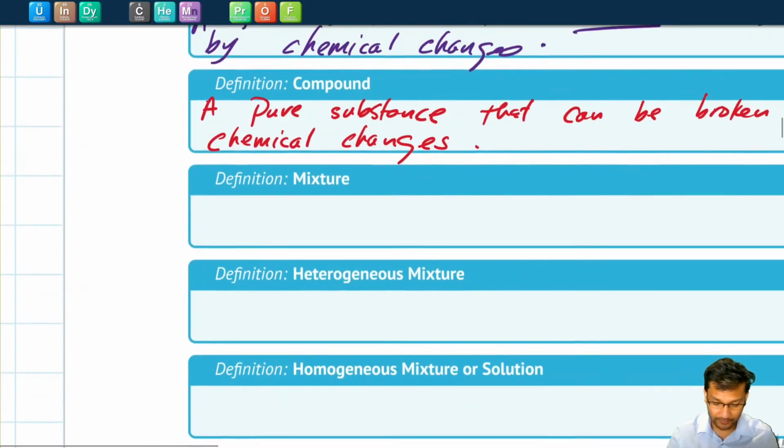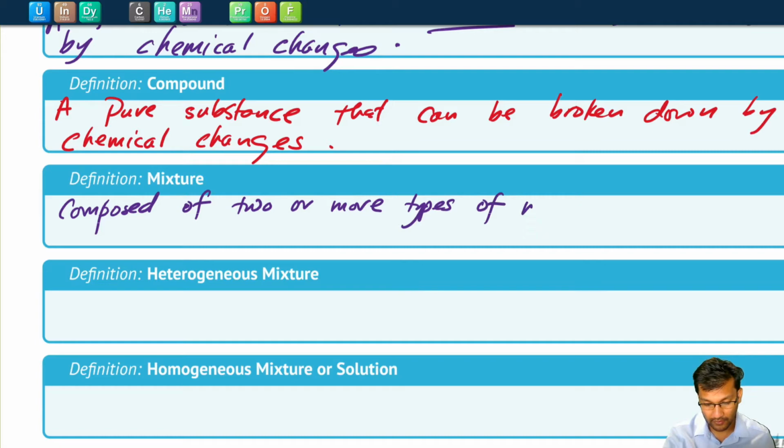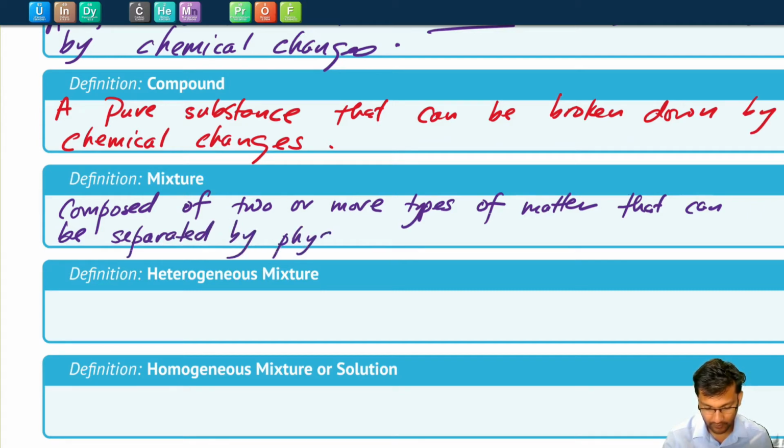So a mixture, the definition is something that is composed of two or more types of matter, and these types of matter can be separated by physical changes. Again, we're going to look at what physical changes and chemical changes are in the next video.